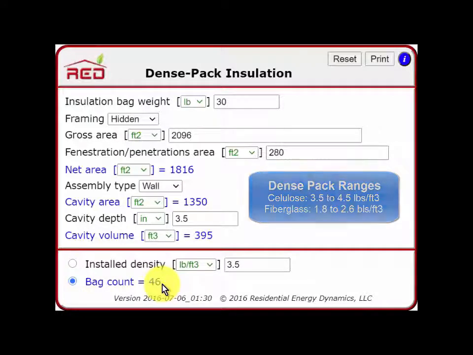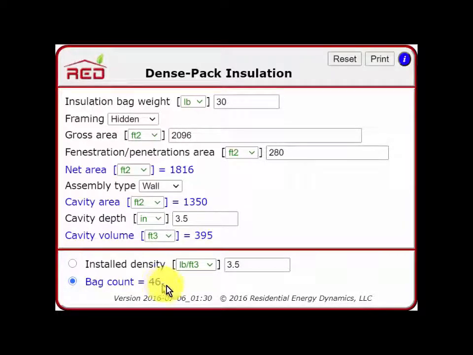Now, if you're a contractor, you're going to a job, you're wondering how much cellulose to take, 46 is a good amount. But if we go to the high range for cellulose of 4.5 pounds per cubic foot, we click outside of the box, we see that we have 59. So we could take between 46 and 59 bags with us to this particular job. I'll go back to 3.5 for this, click outside of the box.